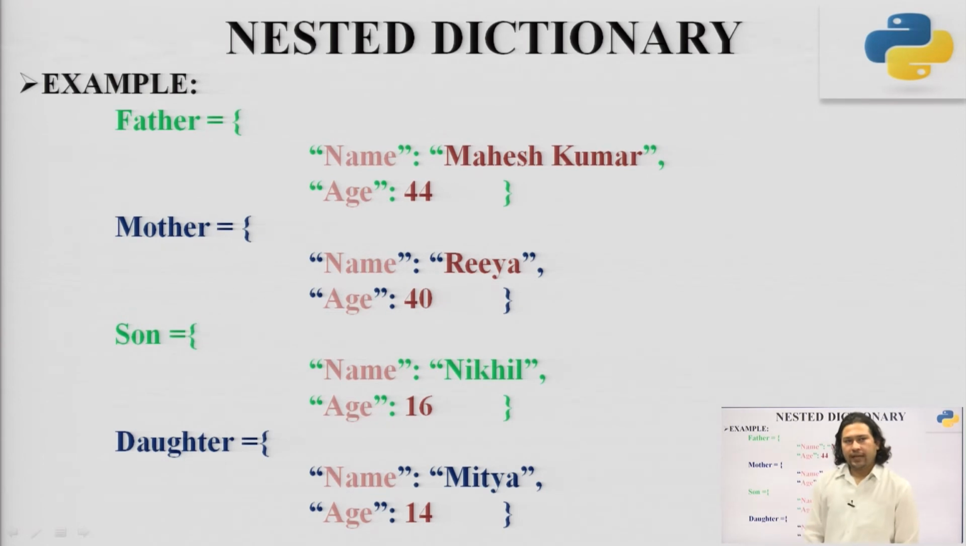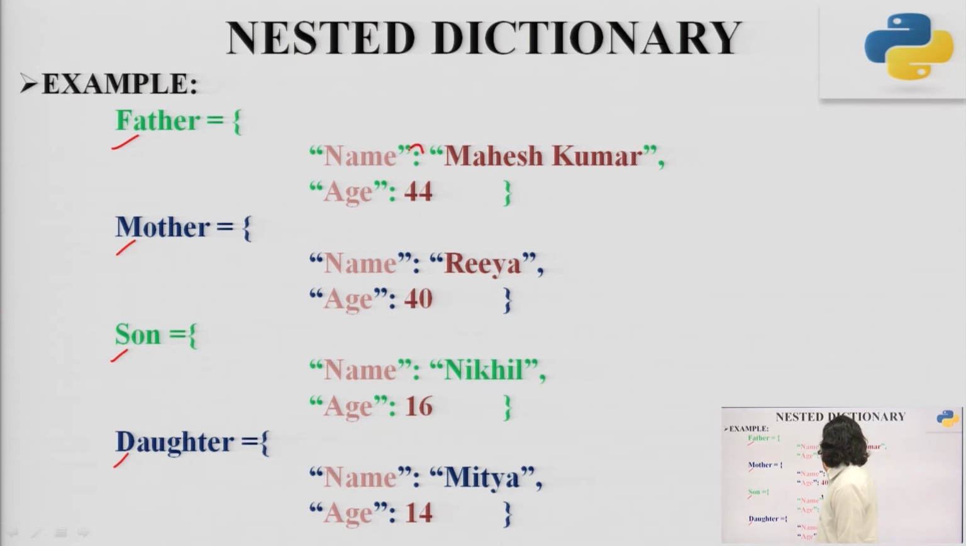There is a second method of forming the nested dictionary. In the first method, you have seen that the dictionary's values are taken as dictionaries. The next thing is a little bit tricky. In this, what we are doing is forming 4 variables. These 4 variables are father, mother, son and daughter. In these 4 variables, we can create the data as dictionaries.